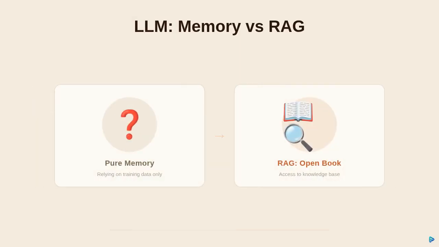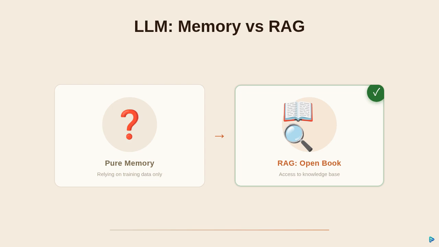Think of an LLM as a brilliant student taking an exam. Without RAG, they are relying purely on memory. With RAG, we are giving them an open book exam. We provide the textbook, and their job is to find the right page and summarize it for us. This makes the AI factual and verifiable.